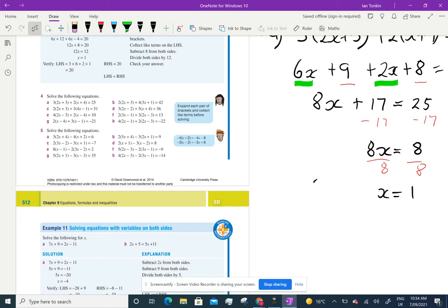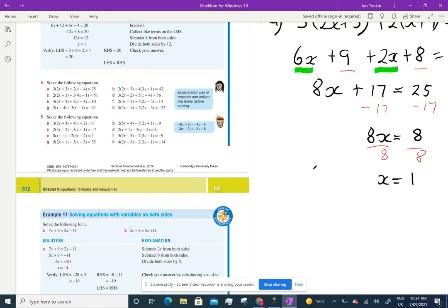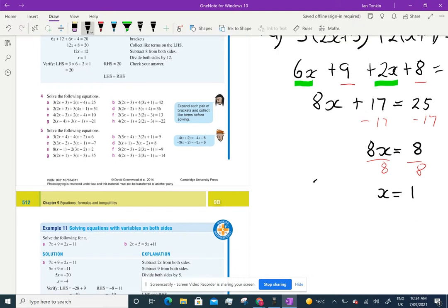So, I'm not going to do all of them, as I said. I'm going to do G now. So, G is going to be a little bit harder because it's got negatives in there. But that's okay, we can deal with those. So what have I got? 2x minus 4 plus 3x minus 1 equals, and look at this, we've got a negative 21. Don't let us scare you, it's just a number.